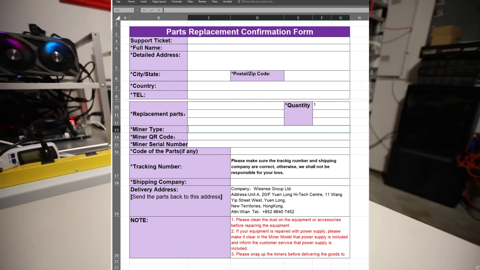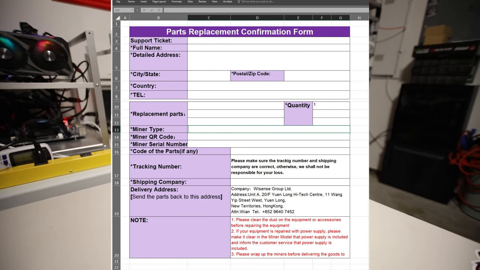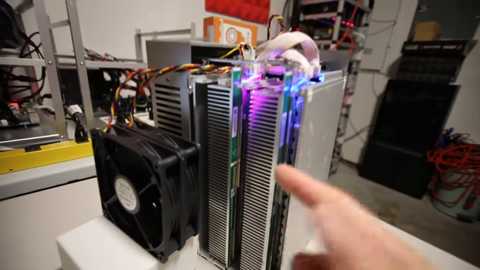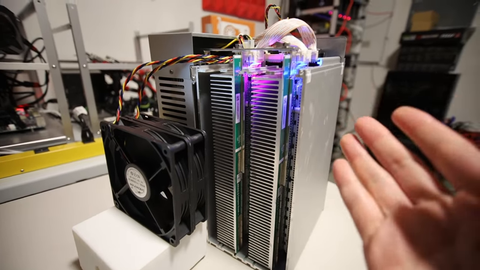Please fill out this form. I filled out the Goldshell form, an RMA form I guess, and filled in my information regarding all that stuff. And then they want me to ship this hash board to them, to Hong Kong.